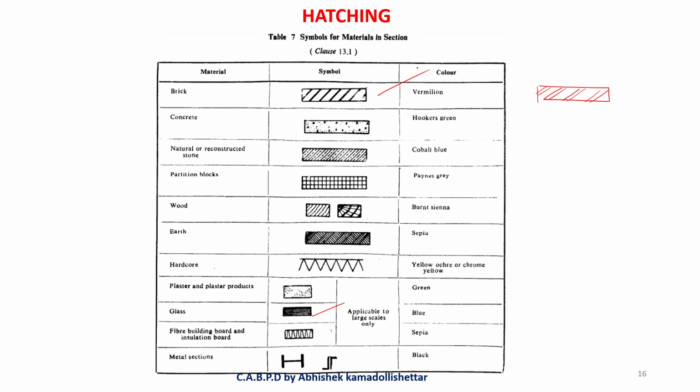So for concrete, it is a little bit unclear here, but still I'll try to give you the best knowledge out of it. For concrete, you have small solid filled triangles, like a mixture, and then you have dots. Now earth is in this way. For bricks, like wood, it is in this way.